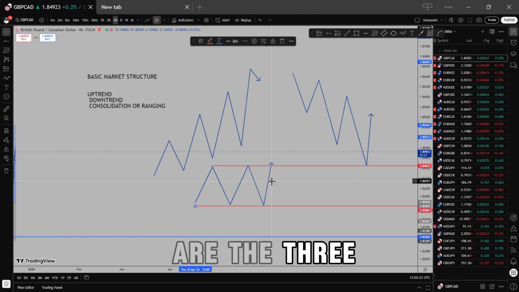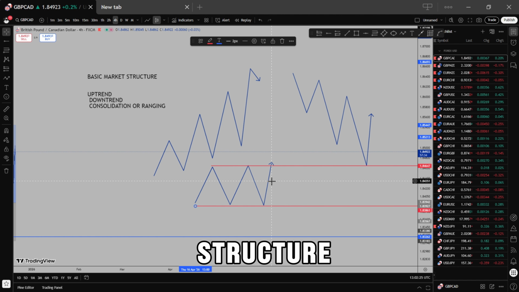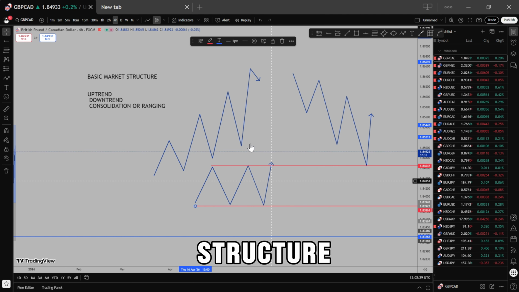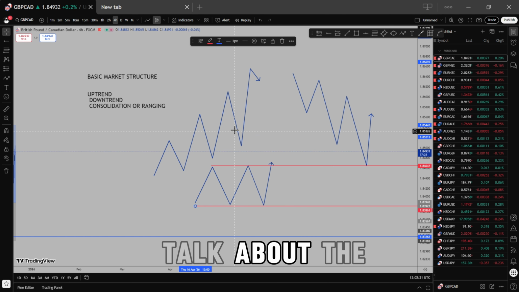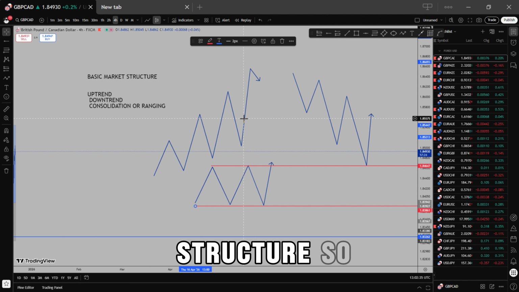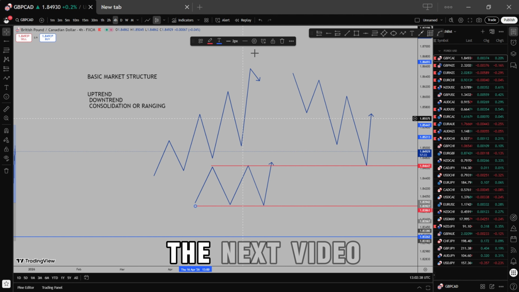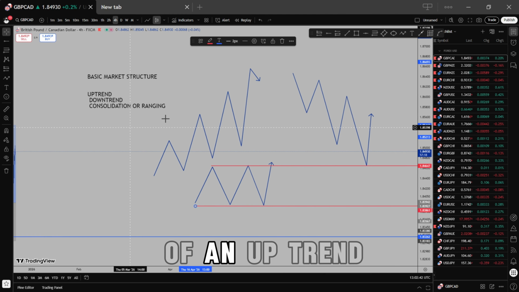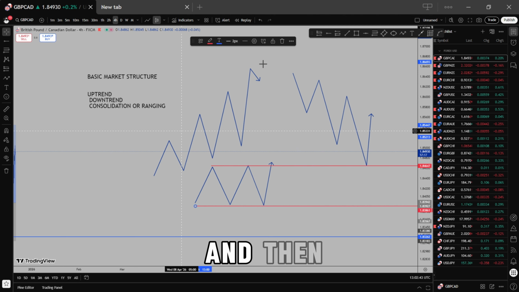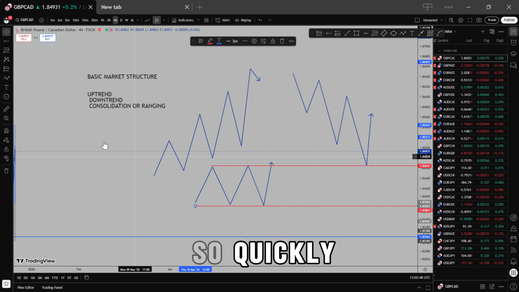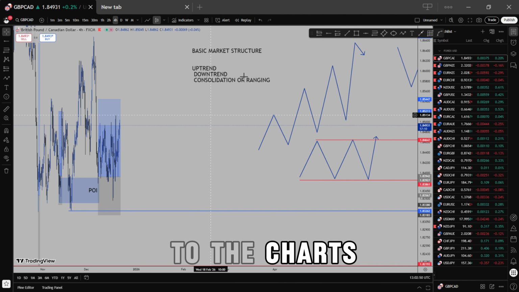So those are the three basic types of structure we have before we go into the advanced types of structure, where we will talk about the swing structure, substructure, and then the minor structure. So before I go into that in the next video, let me quickly show you chart examples of an uptrend, a downtrend, and then a ranging market, guys. So quickly, let's head over to the charts.